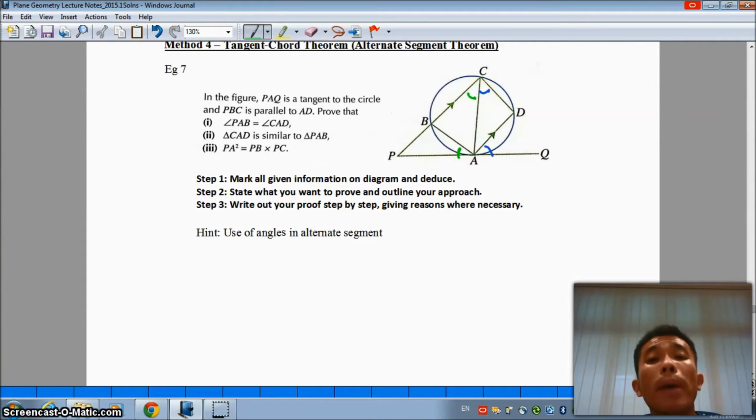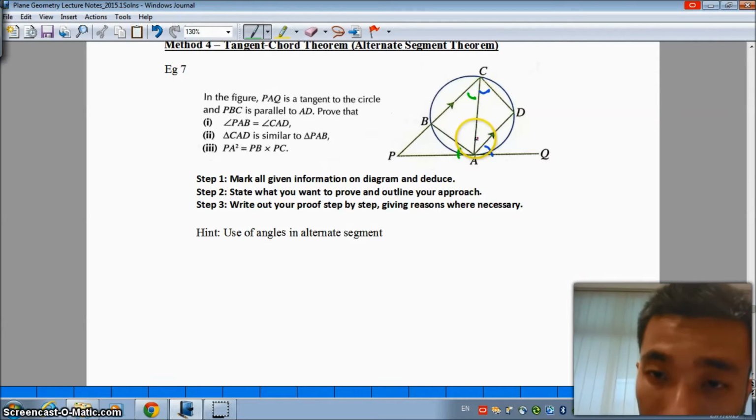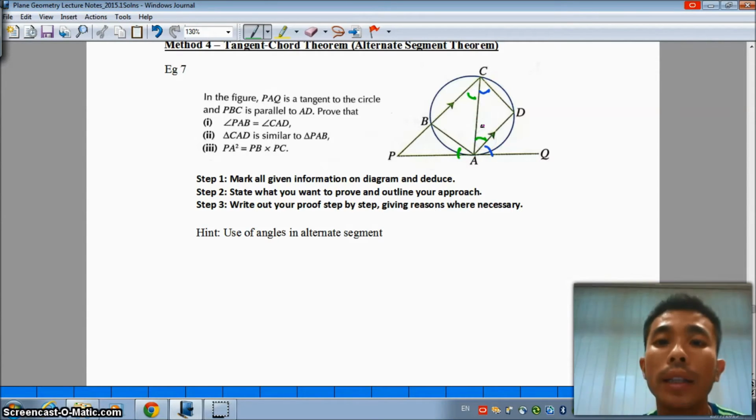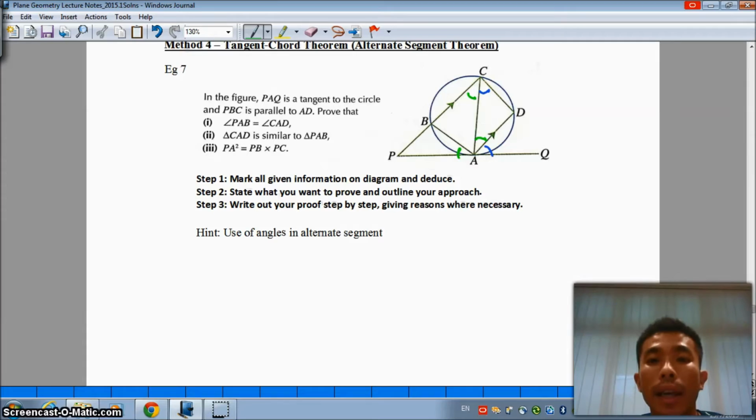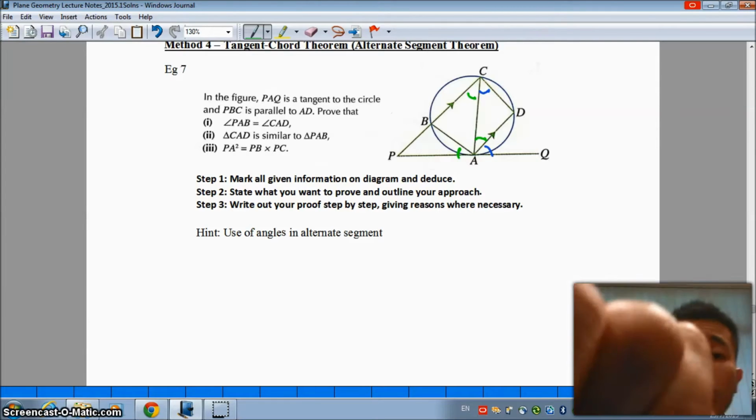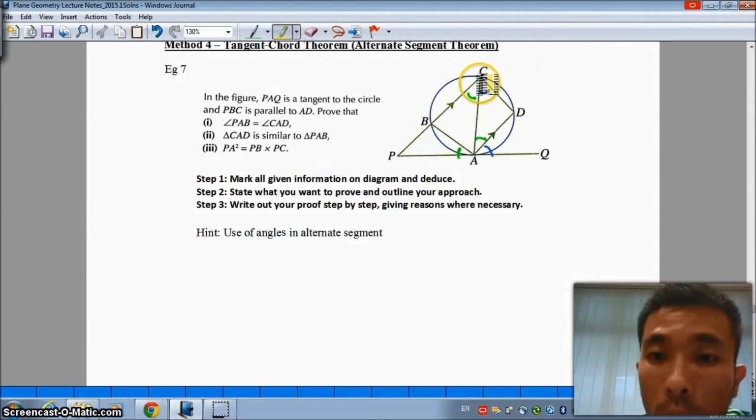Now, there's also a pair of parallel lines. So let me indicate whatever I can do on my parallel line. BCA is equal to angle CAD. Reason being, alternate angles.